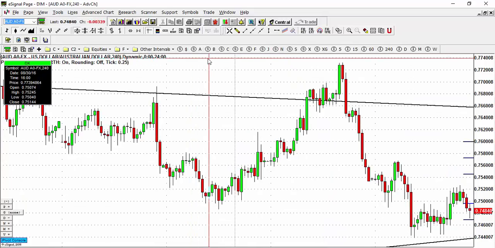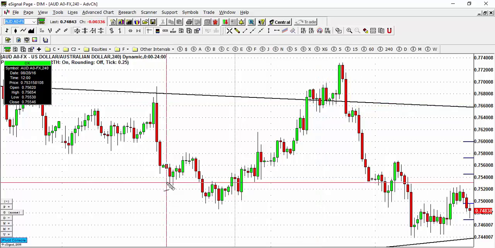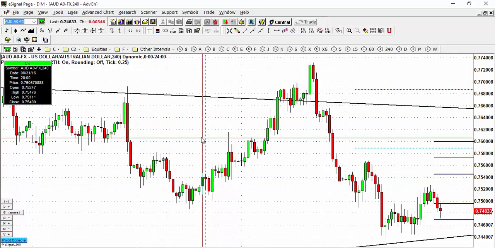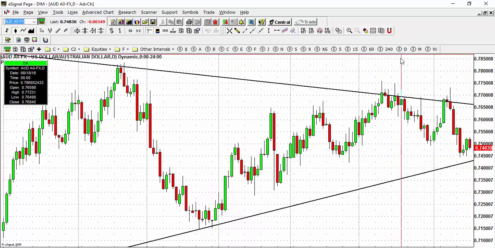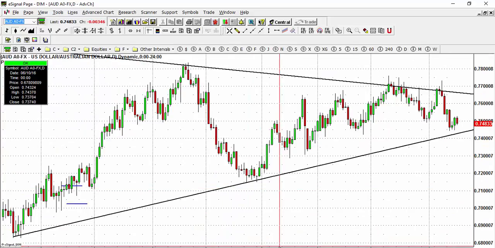Similar situation with the Australian dollar. When the market traded up against the 77.20 level, I said to be on the lookout, because the market was at monthly resistance and weekly resistance. I said be on the lookout that the market could turn around, and that's exactly what happened. So these levels are definitely something that you should pay attention to.